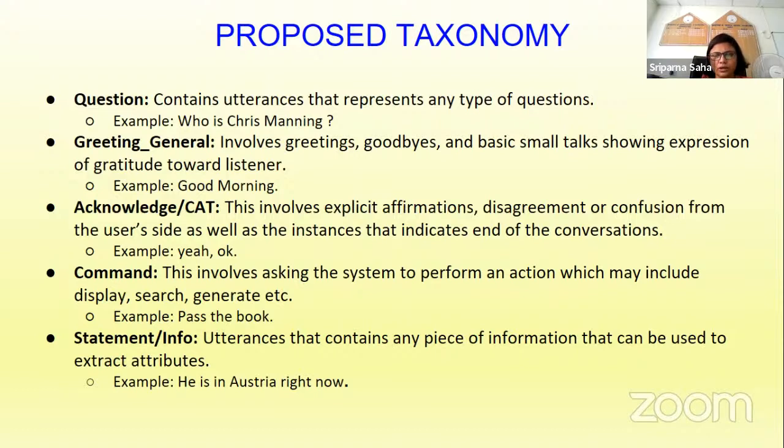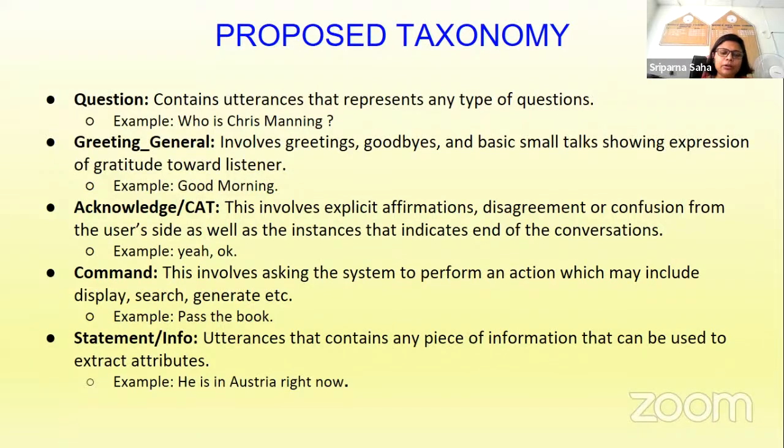So you know that some explicit affirmations or the disagreement or the confusion, like yeah, okay. So these are the different examples of acknowledgement. Then there is some category called the command. So this involves asking the system to perform an action which may include display, search, generate, etc. So like pass the book, give me that bottle. So these are the different types of utterances which involve some command.